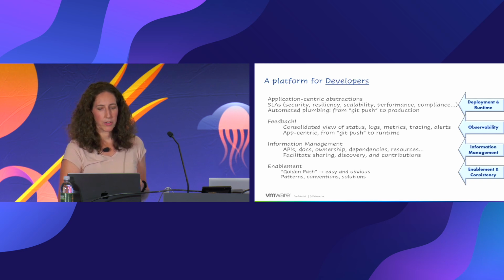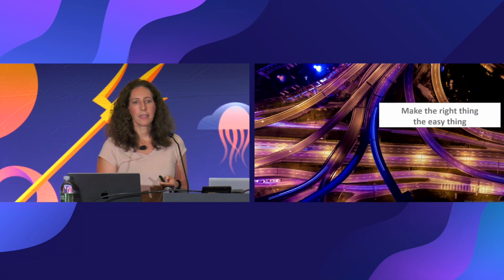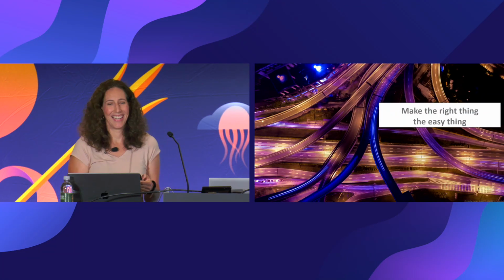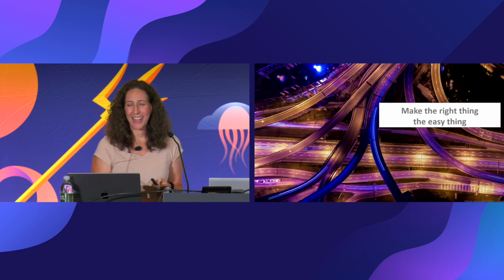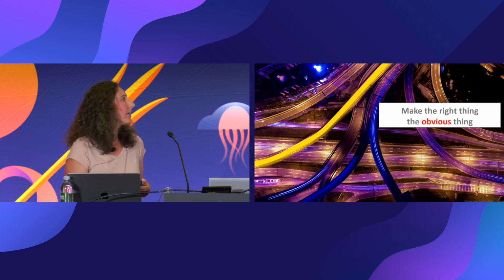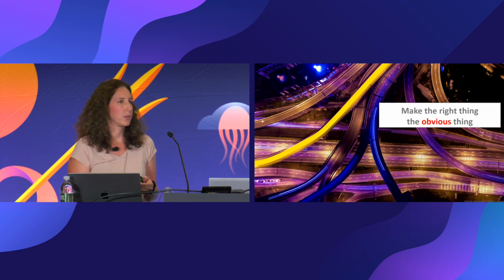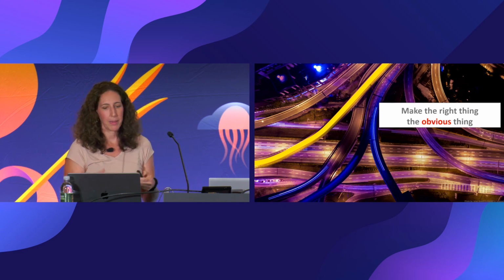I'm sure most of you have heard this phrase, make the right thing the easy thing. I think it's good in all areas of life. It's a positive thing. And I think that with a golden path and a developer platform, what we can do is make the right thing the obvious thing. Because there's often several easy ways to do it. Which is the one that you should use? How do we make that decision easy?